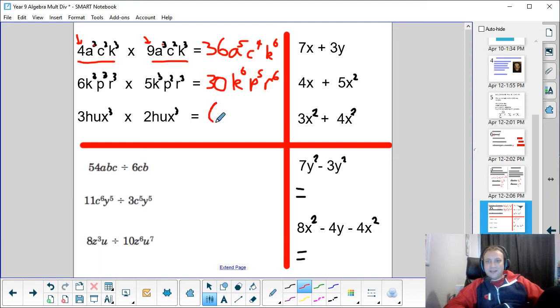Okay, so with the last one here, I've got the number 6. I multiplied my coefficients there. H gets a power of 2, because there's 1 here, 1 there. So does U, we got U squared. And X gets a 6, right? And that's all we need to do for multiplying. If you've got the same letter, their powers get combined. Otherwise, you just put them as part of your work.